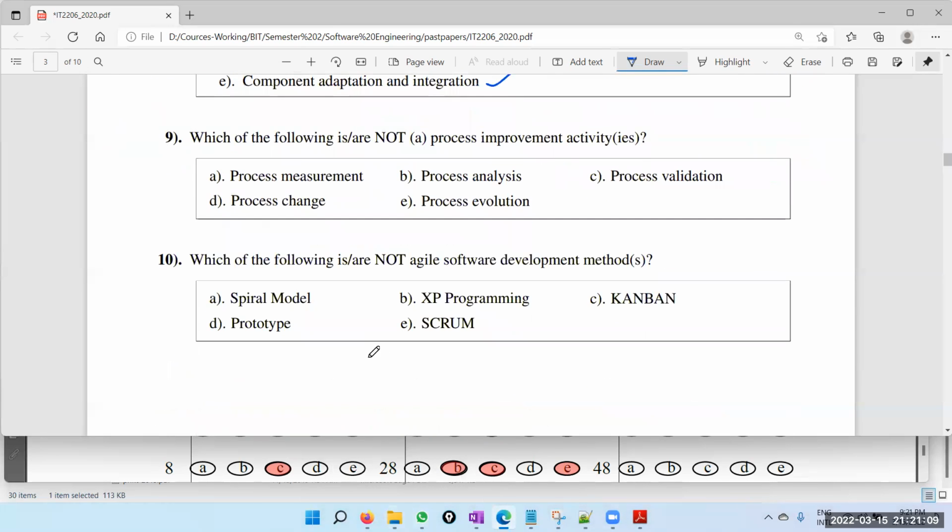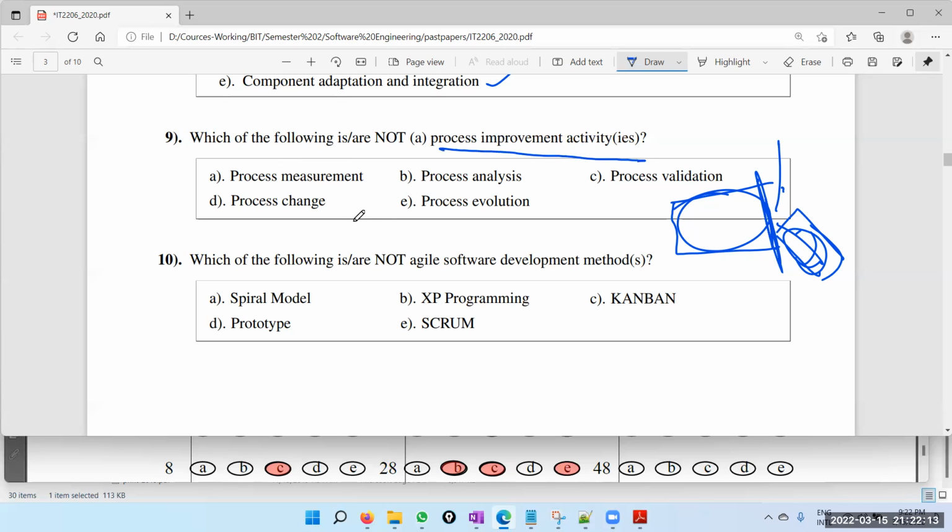Question 9. Which of the following are not a process improvement activity? Process improvement means we have to improve the process. We don't want to do the same things in the same way. If there are better ways of doing things, that is why in agile development, at the end of every sprint, we have 2 meetings. One is the sprint review, where the product owner gives the feedback. The other is the sprint retrospective meeting, where team members discuss how to improve the process, what went really well, what went wrong, what mistakes we made, so that we don't make that mistake again. Which of the following are not a process improvement activity? Process measurement.